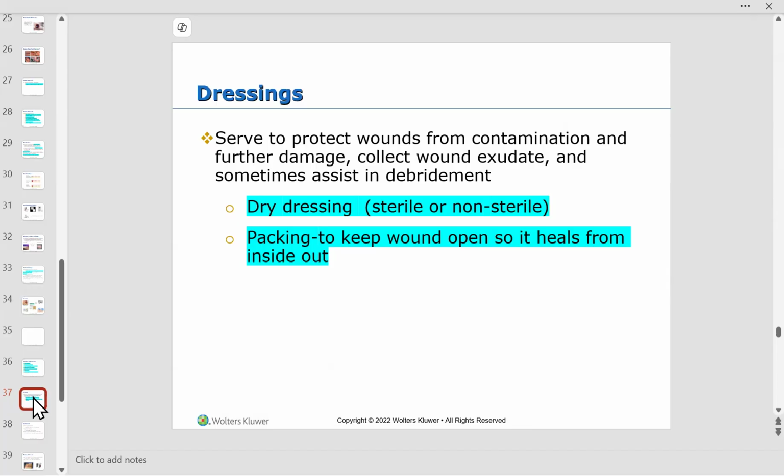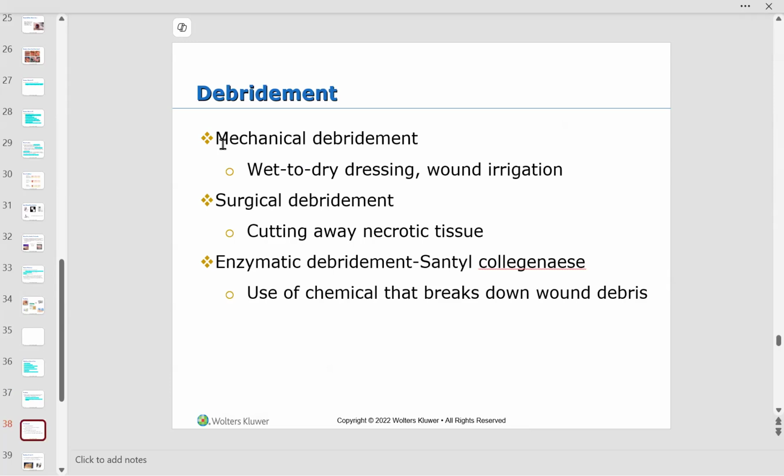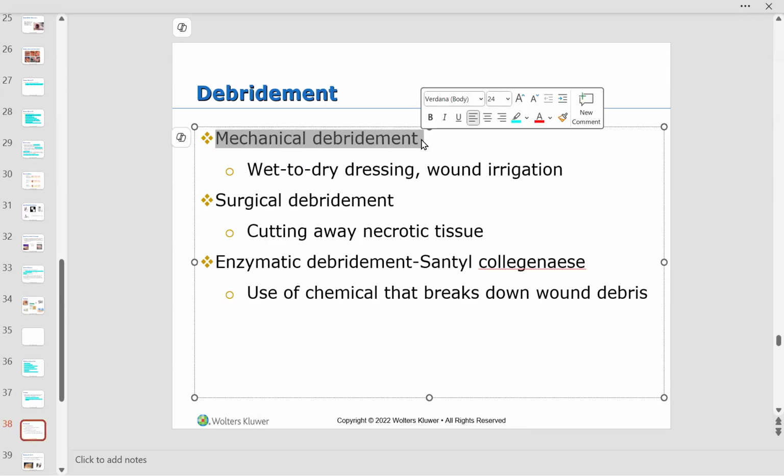So different types of dressings, they protect wounds from contamination and further damage, or they collect the wound exudate. Sometimes they assist with debriding the wound or getting dead tissue out, right? Dry dressings can be sterile or non-sterile. Packing, like I said, to keep the wound open so it can heal from the inside out. Debridement, the removal of dead tissue. There are 3 basic types of debridement.